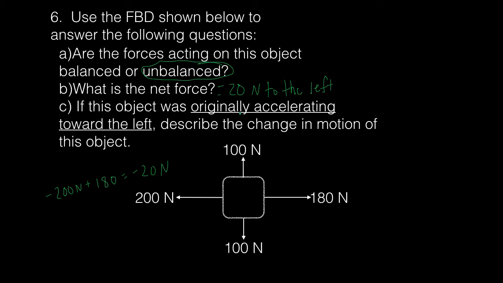And let's read part C. It says, if the object was originally accelerating toward the left, describe the change in motion of this object. So it was already accelerating to the left, and now it's experiencing 20 newtons of force toward the left, so it's going to keep accelerating. So there's going to be no change in this object's motion. It will remain accelerating to the left.